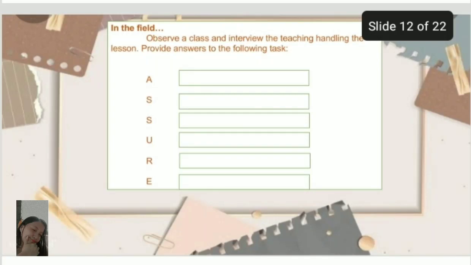So, this is just an overview of the discussion. In the field, observe a class and interview the teacher handling the lesson. Provide answers to the following tasks. The ASSURE model.